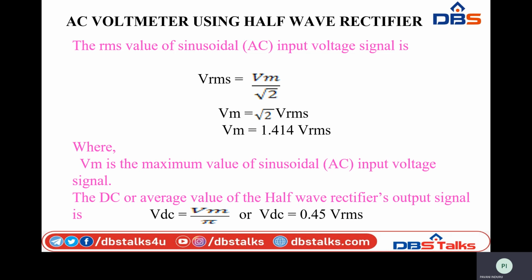And from this we are going to measure the average DC value by using the formula V_DC equal to VM by pi. If we divide these two values, 1.414 V_RMS by pi, the value we obtain is 0.45 times V_RMS. So we need to calibrate the PMMC galvanometer to read the root mean square value of the applied input voltage signal.